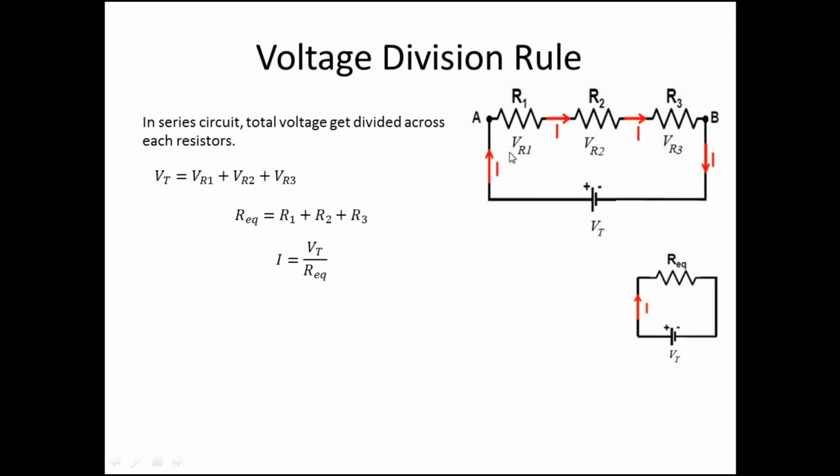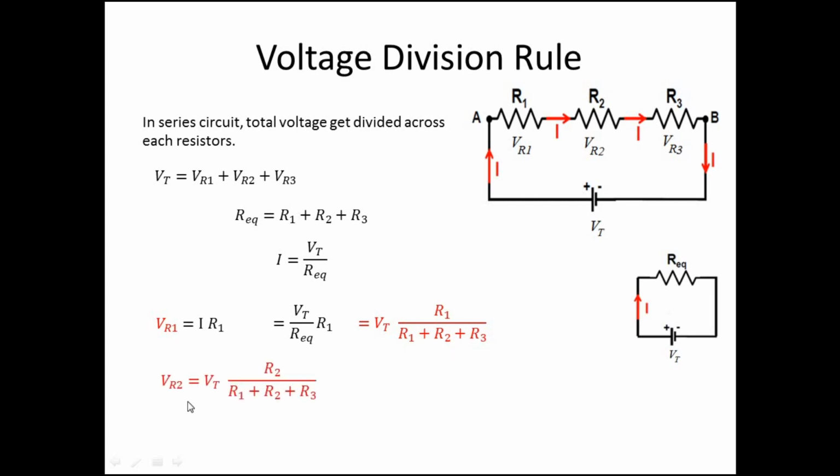So we can easily find VR1. VR1 is equal to I into R1 by Ohm's law. Again we can substitute I, which is equal to Vt by R equivalent. So it becomes Vt by R equivalent into R1. Again we can substitute R equivalent equal to R1 plus R2 plus R3. So it is Vt into R1 by R1 plus R2 plus R3. Okay, so we found VR1 in terms of total voltage Vt and the resistances, R1 by R1 plus R2 plus R3.